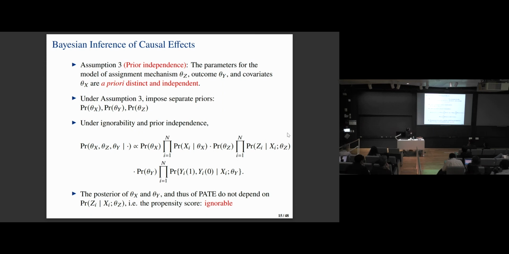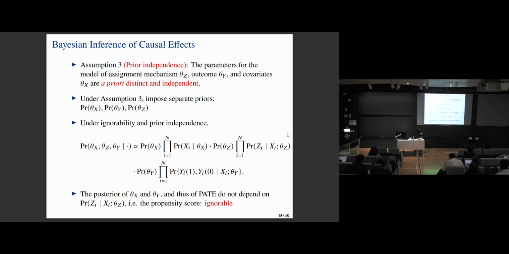But that's for later. So anyway, once I have this assumption, what we can do is impose separate priors for each of those parameters. Remember, I earlier had my likelihood, and I impose this prior independence on the priors. So now I will use the Bayesian crank. I have my posterior distribution of all these parameters. What are those? This is just proportional to the likelihood times all the priors, right?